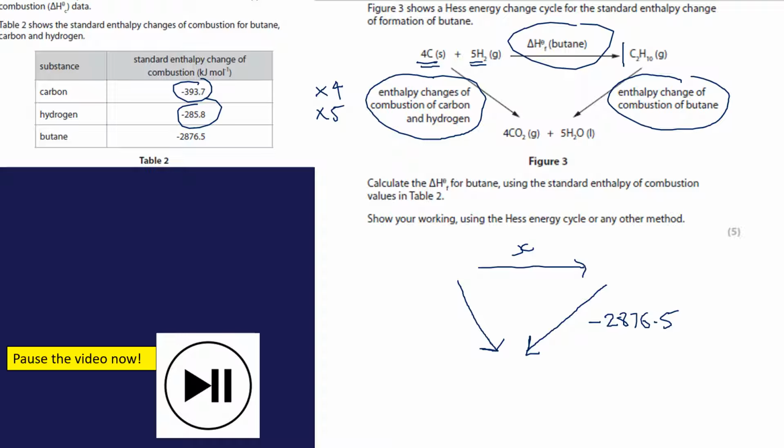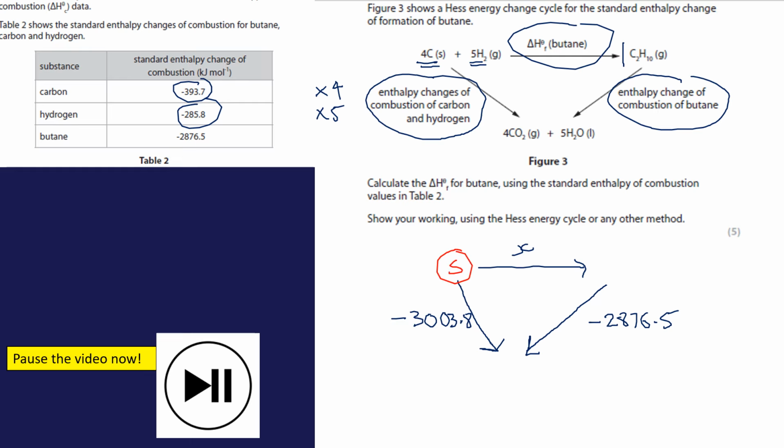If I do that and combine them together, I will get a value of minus 3003.8. Check that on your calculator: 4 times minus 393.7 plus 5 times minus 285.8. You will get minus 3003.8. Now, my next step is to use Hess's law.